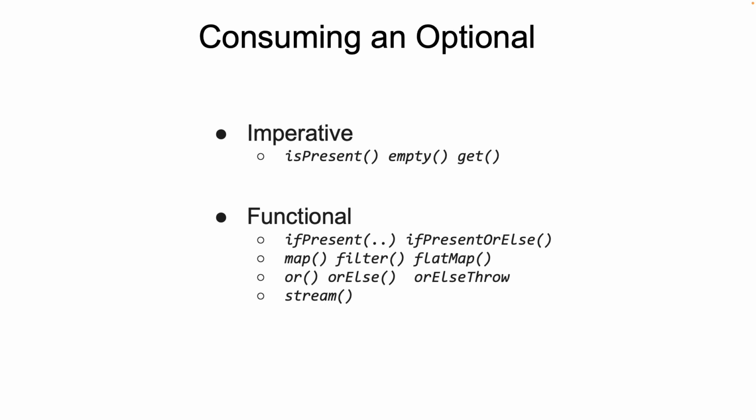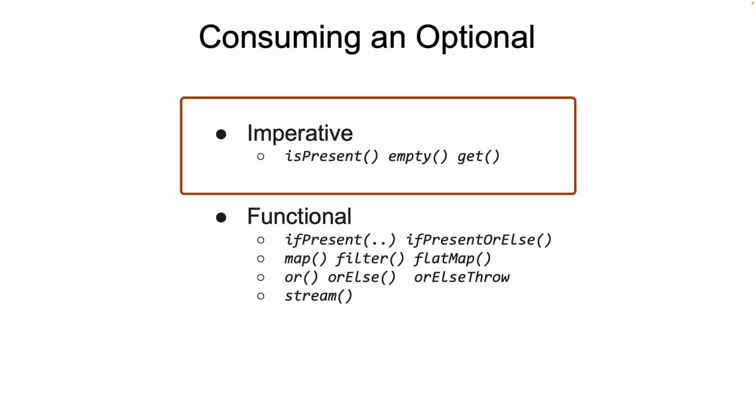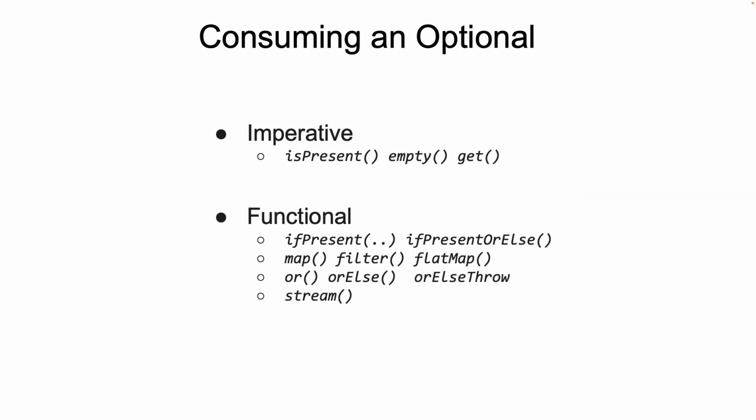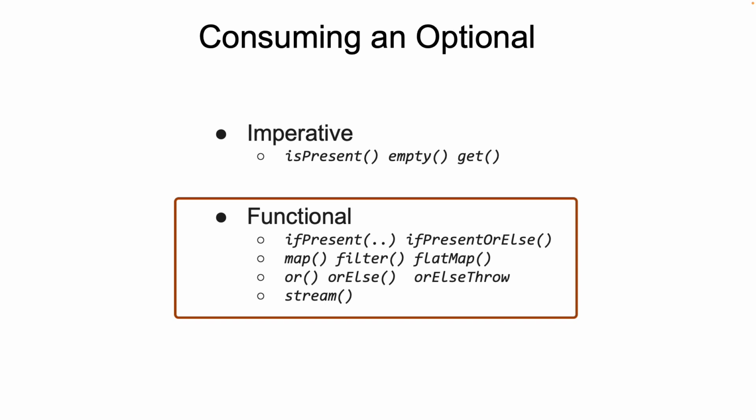The Optional class also has a number of methods to consume the value from it. Broadly speaking, we can divide these methods into two types, the imperative style and the functional style. There are methods like isPresent or get, which can be used with a typical if-then-else style of programming. That's the imperative style of programming. More interesting are the functional and fluent style methods. Some of the examples are shown on the screen: map, filter, flatMap, or else.